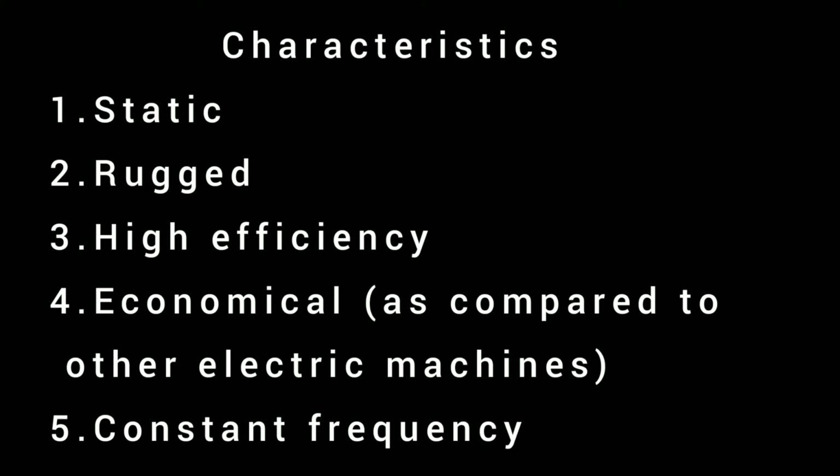At full load, typical transformer efficiency lies between 96% and 97%, and with extremely large transformers, they may be as high as 99%. Then the fourth one is economical as compared to other electrical machines. The cost per kVA output of transformers is quite low as compared with other electrical machines. Since there are no teeth slots or rotating parts and the winding, it is not difficult to insulate transformer for high voltages. Fifth one is constant frequency.